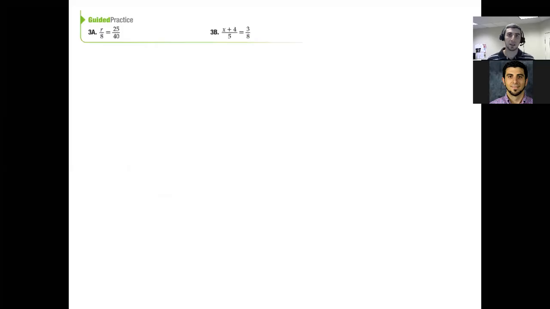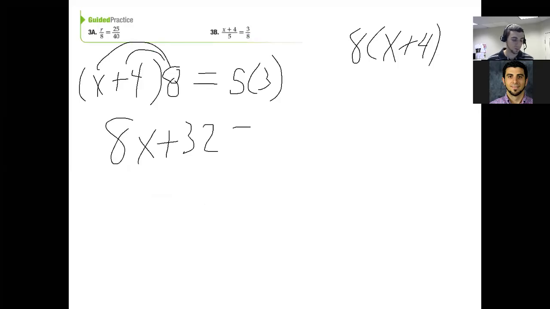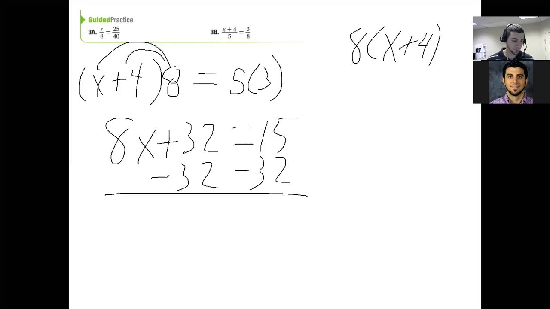All right, 3b, take the cross product here. It's going to be 8 times x plus 4. And if you did 8 times x plus 4 like this, that's fine. It's not wrong, as long as you have the parentheses and you remember to distribute it. Equals 5 times 3. So, like I said, distribute the 8, you get 8x plus 32 equals 15. Subtract 32, and you get 8x equals negative 17.